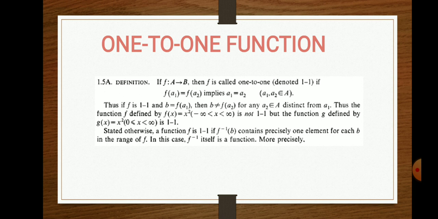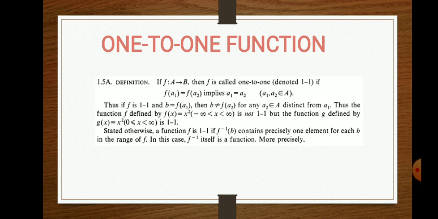Because for the function f, 1 and minus 1 have the same images. f of 1 is equal to 1 square, which is equal to 1, and f of minus 1 is equal to minus 1 the whole square, which is also equal to 1. So for the distinct elements 1 and minus 1 have the same images. Therefore f is not a 1-1 function. But g is a 1-1 function because the domain is 0 to infinity. If you take any two distinct elements from 0 to infinity, we get distinct images.